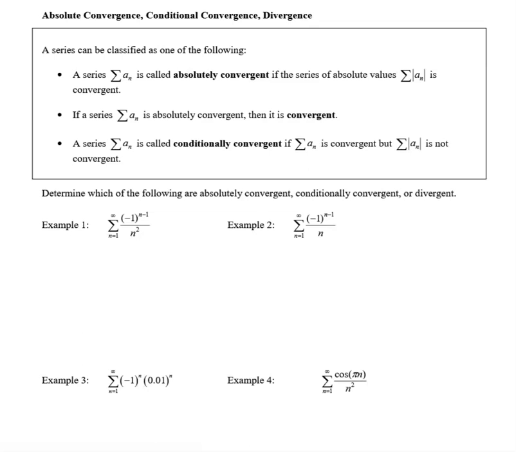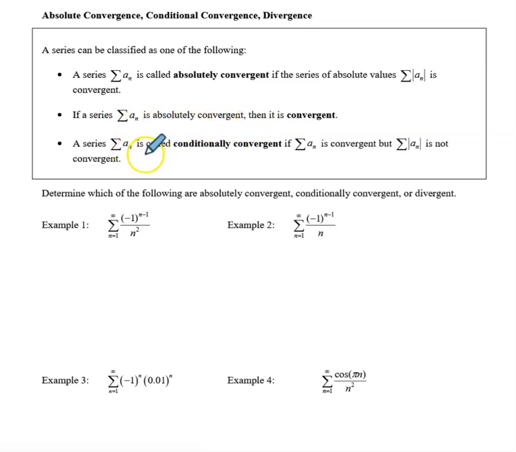All right, let's talk about absolute convergence, conditional convergence, and divergence. So a series can be classified as one of the following. First of all, a series is called absolutely convergent if the absolute value of the underlying series is also convergent. So this would be, for example, when you have an alternating series that would converge even without the alternator, then the series is absolutely convergent. If we call a series absolutely convergent, then we also just call it convergent.